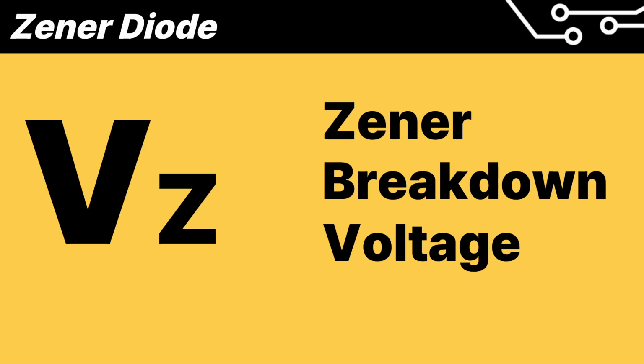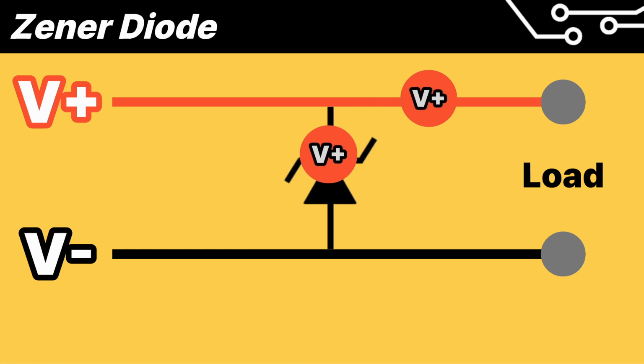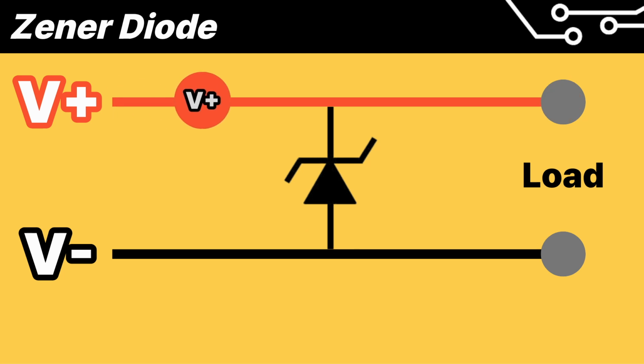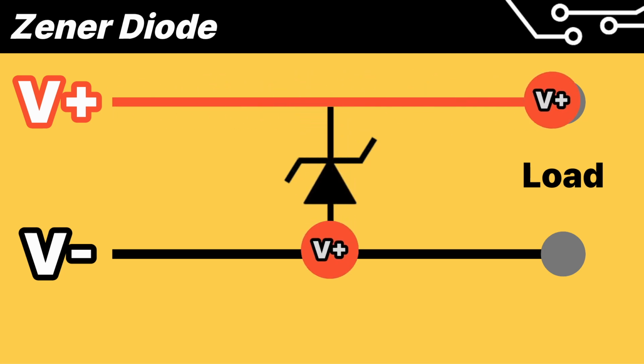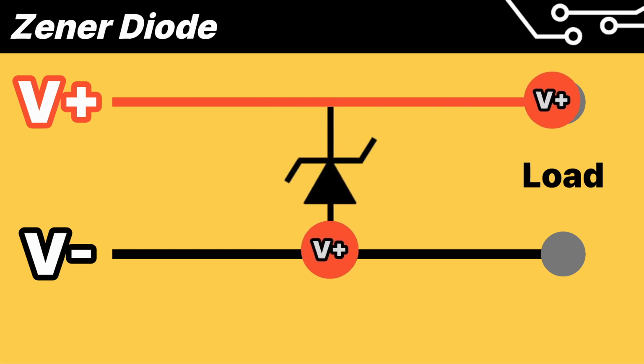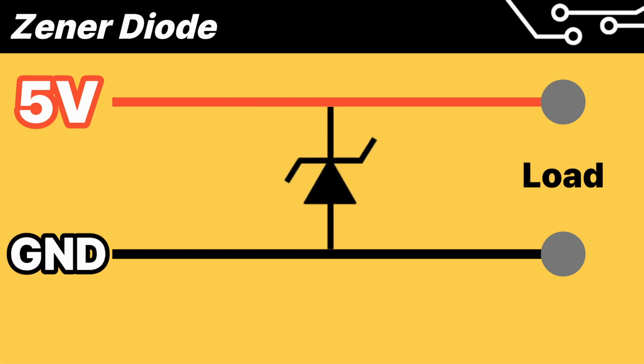Before looking at the circuit, let's understand the Zener breakdown voltage. Zener diodes have a characteristic where they discard excess voltage if it exceeds a certain level. This is called the Zener breakdown voltage, and the Zener diode activates when a voltage higher than this breakdown voltage is applied. We prepared a 5V power supply and a 5V Zener diode for a circuit.